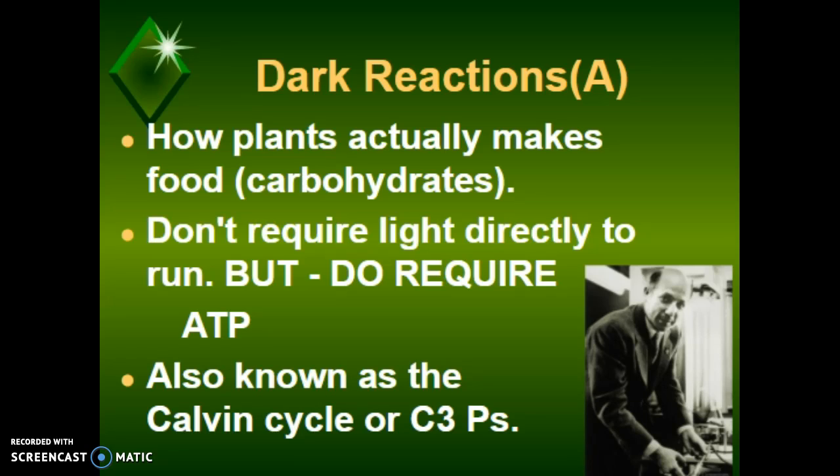Okay, so dark reactions are known as the Calvin cycle. We got a picture of Calvin over here. It's how plants actually make their carbohydrates, make their own energy. They don't require light directly, but they do require ATP. So kind of the idea, you got to spend money to make money. Got to spend energy to make energy. So synonyms, Calvin cycle or C3 photosynthesis. Don't be confused because there's also C4 photosynthesis.